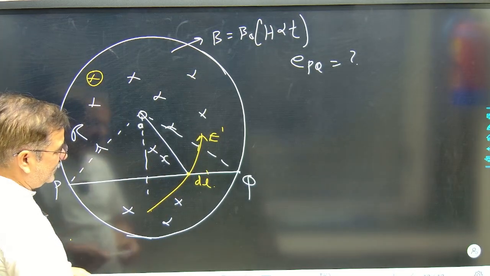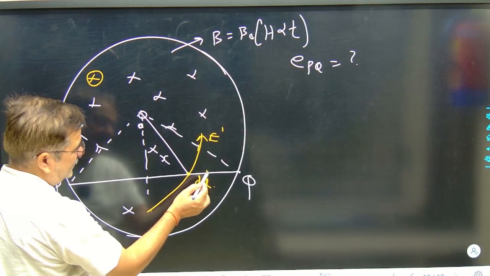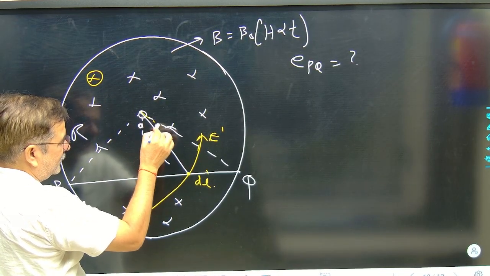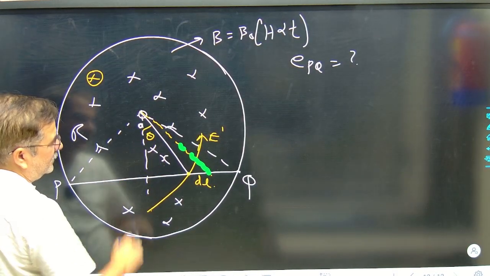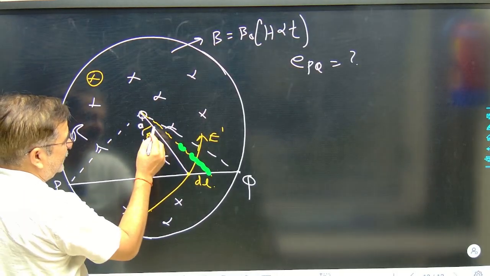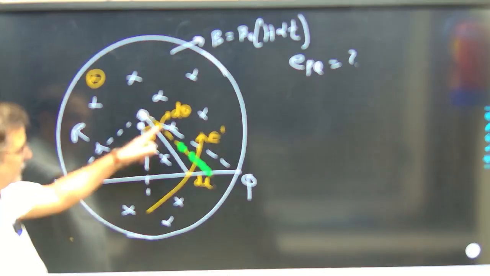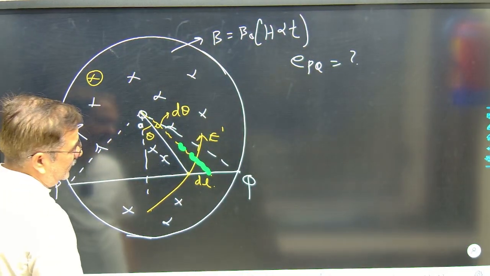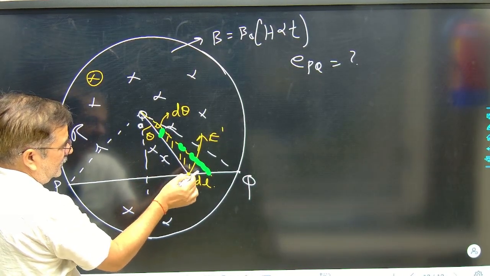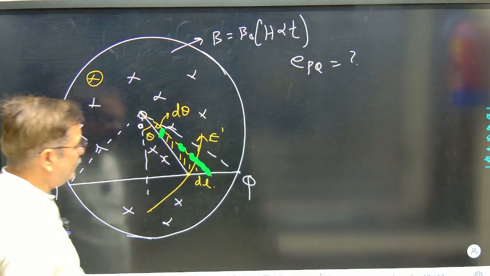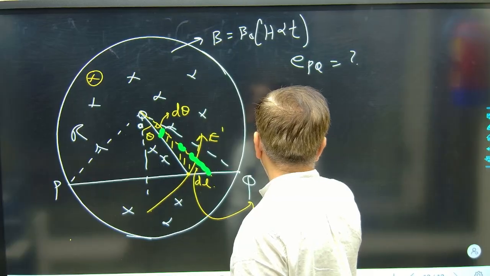If E dash is happening this way, then for the dl length of the rod, I will take some small part here. Suppose this angle is theta, and some small part here will form an angle d theta. Just see, this is theta, but this is d theta. Now how can I take this arrangement? There will be some element here. So if I have to see the EMF developed here, dE, what can I say?